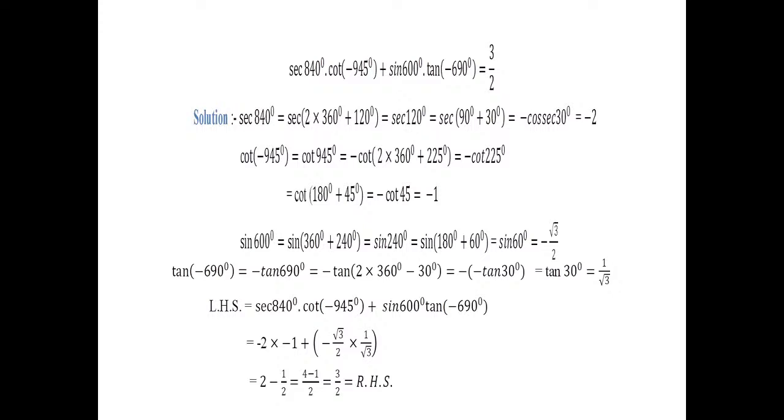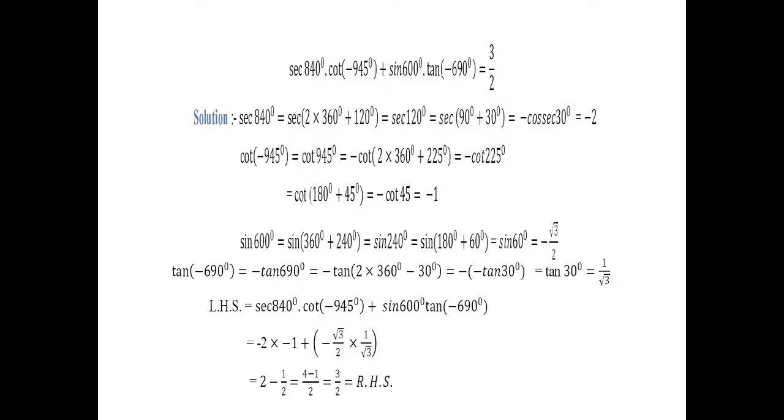So 90 plus theta is in the second quadrant, and in the second quadrant cos is negative. Sec is the reciprocal of cos, therefore sec becomes minus cosec 30 degree, which is equal to minus 2. Then cot of minus 945 degree. Tan of minus theta equals minus tan theta, so cot of minus 945 degree equals minus cot 945 degree, minus cot of 2 into 360 plus 225, which is minus cot of 225.